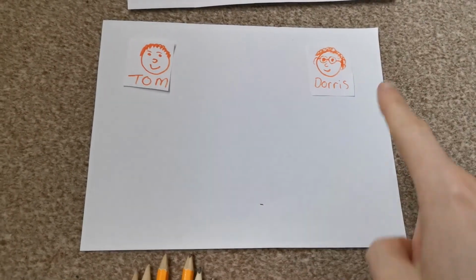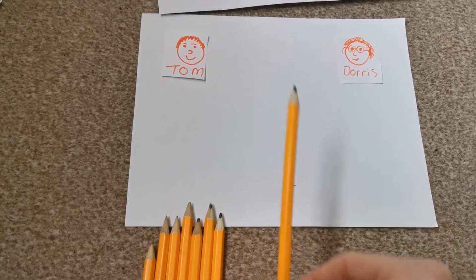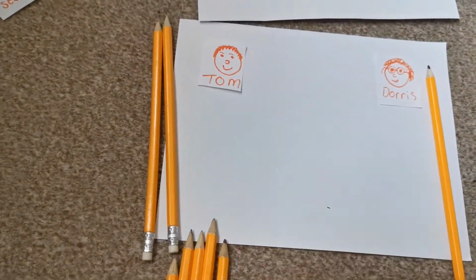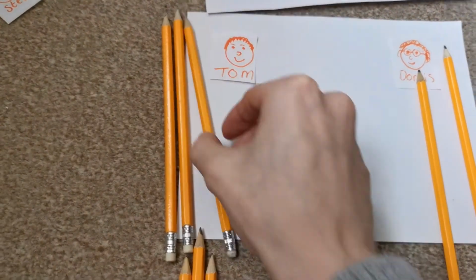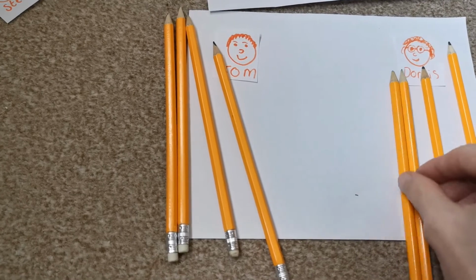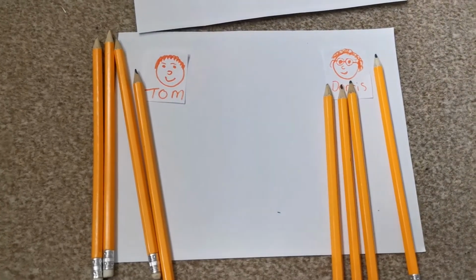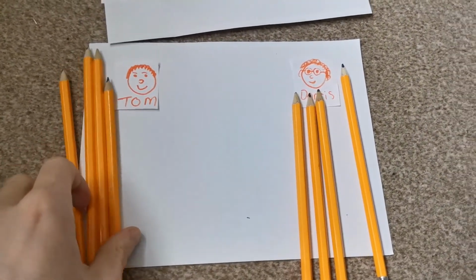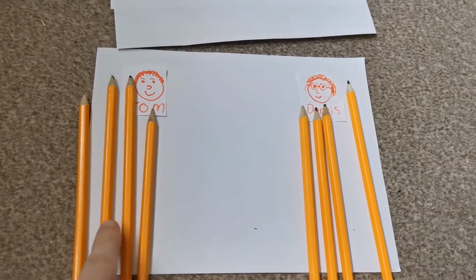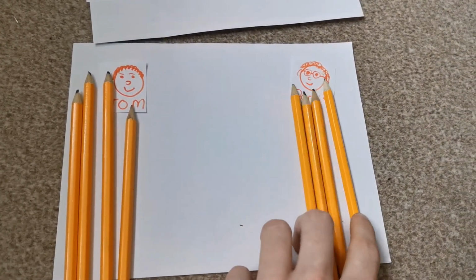So here I have Tom and Doris and my 8 pencils. So what we're going to do is a nice simple one. We're just going to give 1 to Tom, 1 to Doris. And we're going to do this, taking it in turns, until all the pencils are gone. It's very important to do it equally to make sure that they've got the same amount. So 1 for you, 1 for them is a good way to do it. So Tom has got 1, 2, 3, 4 pencils, and Doris has got 1, 2, 3, 4 pencils.